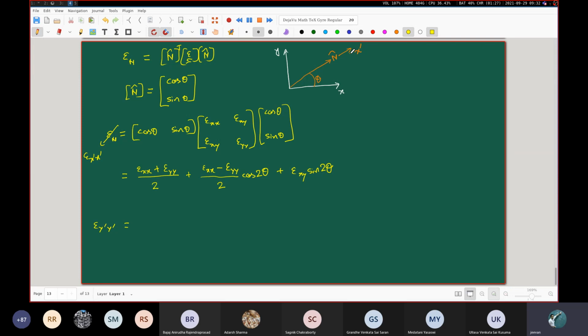If this is x dash direction, the y dash must be along this one, 90 degrees to that. This must be y dash. From this one, you tell me what should be epsilon y dash, y dash. Don't do any derivation. Directly from this, you tell me. All that I have to do is replace theta by theta plus 90 degrees. So this will be cos of twice of 90 plus theta, so basically cos of 180 plus twice theta. That is minus or plus? Minus. Yeah, good.